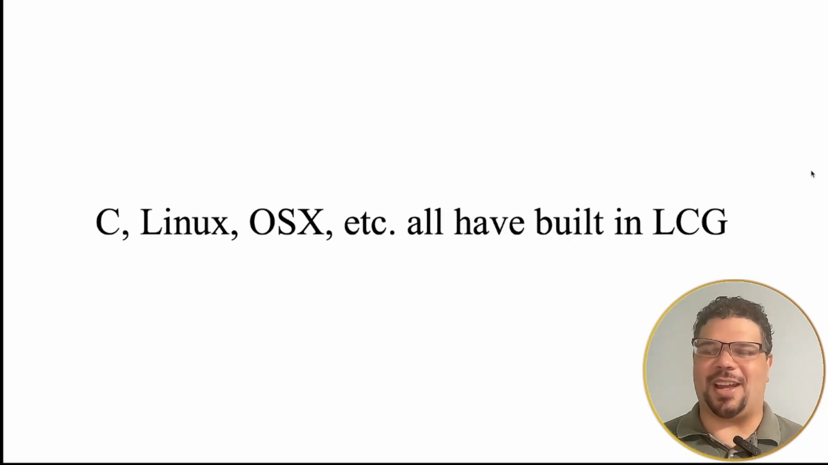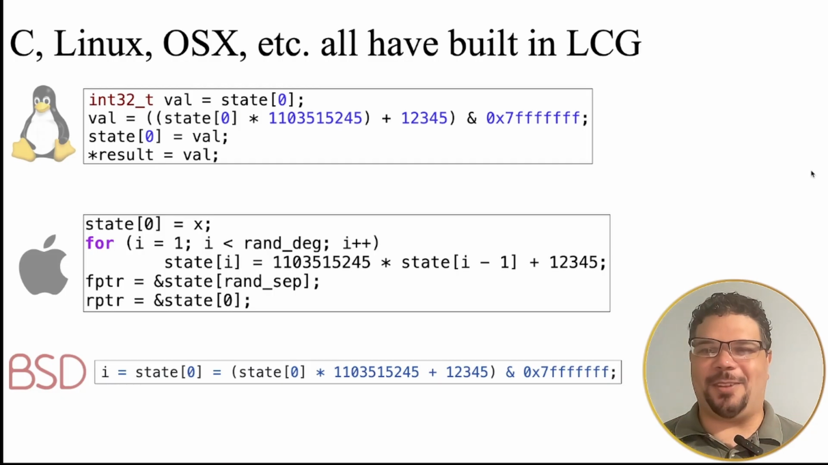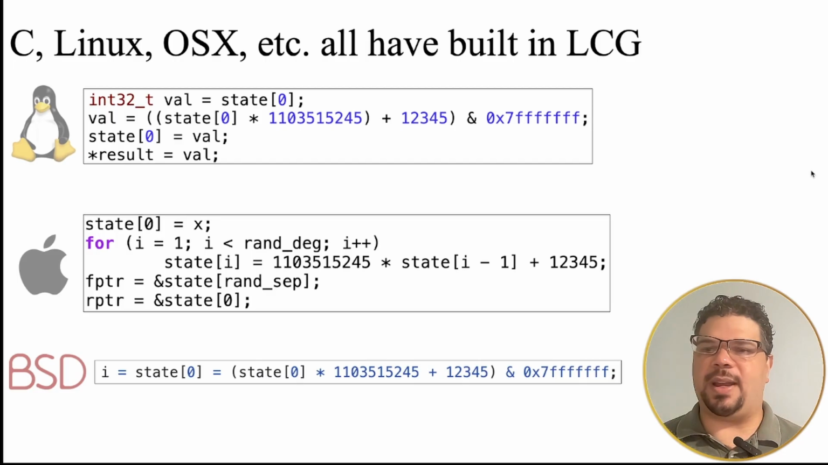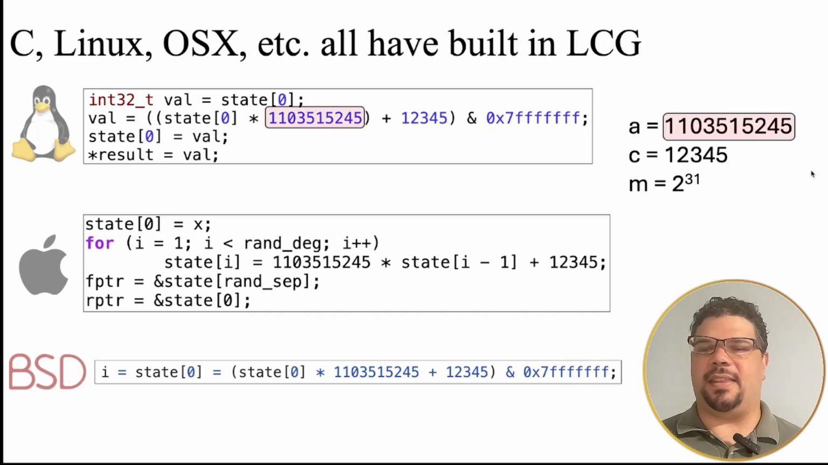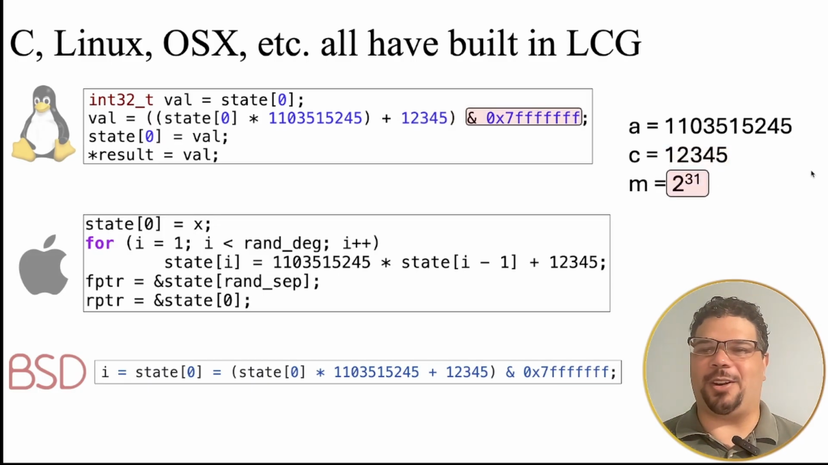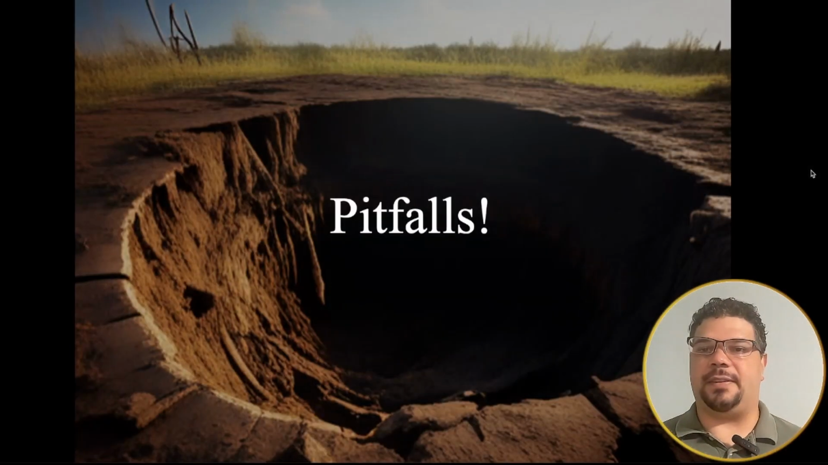So why is LCG so important? It's built into the C standard library, and a lot of software that runs on C is very important. Things like operating systems that run your computers and phones have LCG built into them. We're seeing here the source code for Linux, Apple's OS, BSD, all of them have built in an LCG random number generator. They're all using this value of A, C of 12345, and M of 2 to the 31. Otherwise, it's an LCG, just like we've seen here. And it has all of the same promises and pitfalls that LCGs can have.